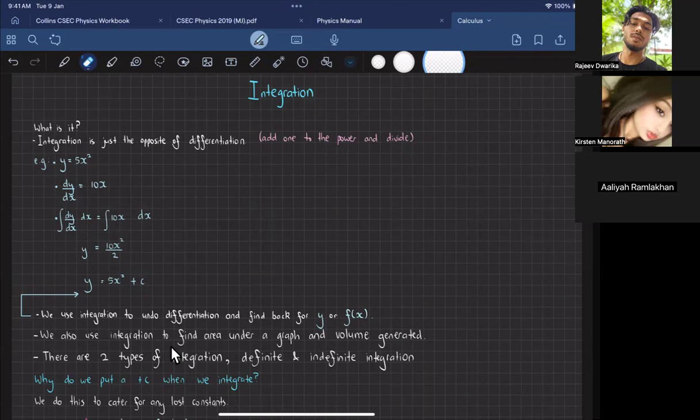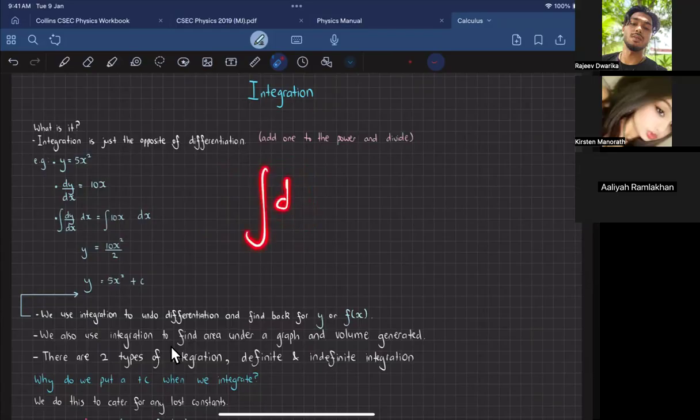And if I integrate, by the way, if anybody isn't aware, this symbol over here is the integral sign. You know how you would write d dx for differentiation? It's the integration sign. In differentiation, you would write dy dx because you're differentiating y with respect to x. Over here, if I had dA dy, that means I would be differentiating A with respect to y. So I'm integrating with respect to y. You need to keep that in mind.